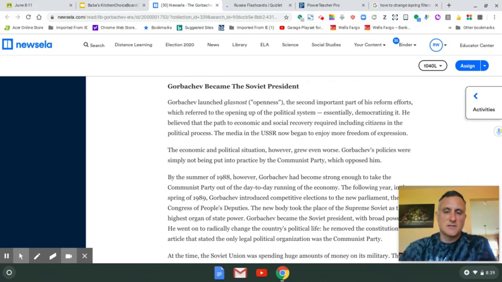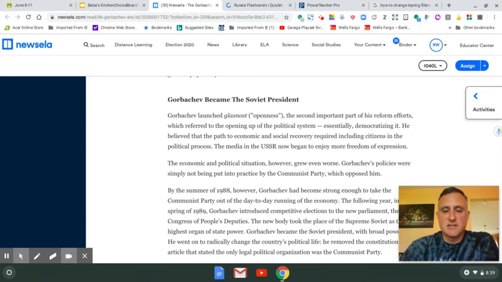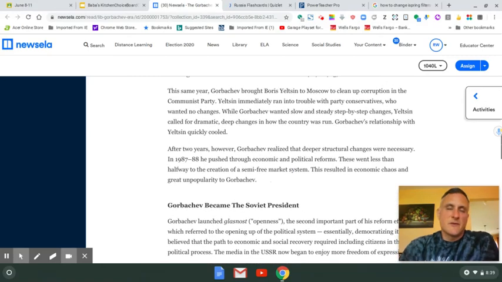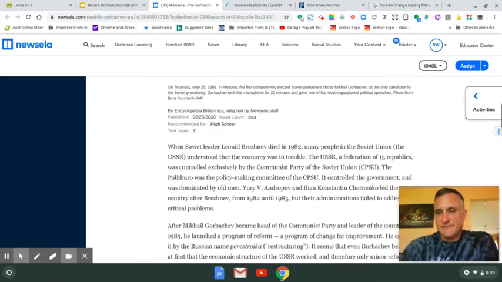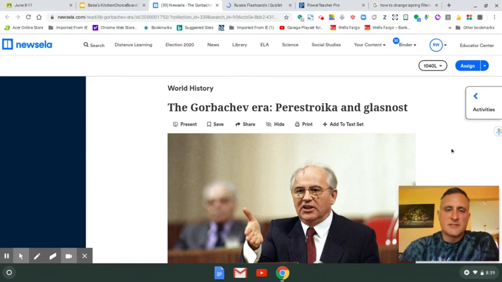Glasnost means openness. The second important part of this is reform efforts, which referred to opening the political system, democracy, voting, not just a communist dictator like Stalin. So if you change the government and you change the economy, it'll fix everything, except it didn't. It was too late. Communism became like a failure because of his changes. Not really, they just evolved, but we'll just keep the simple answer.